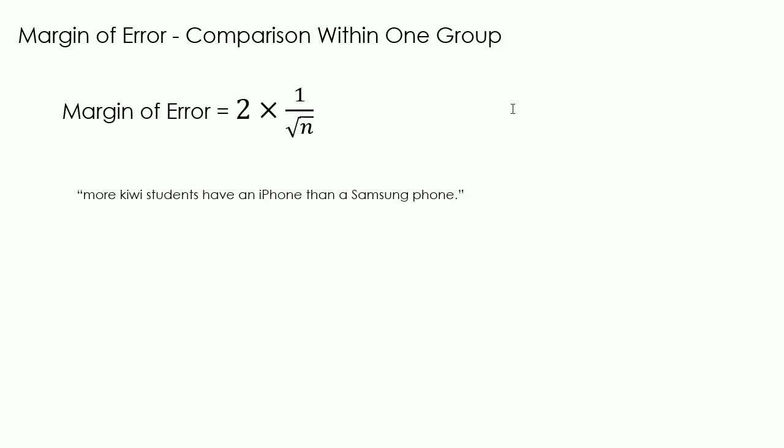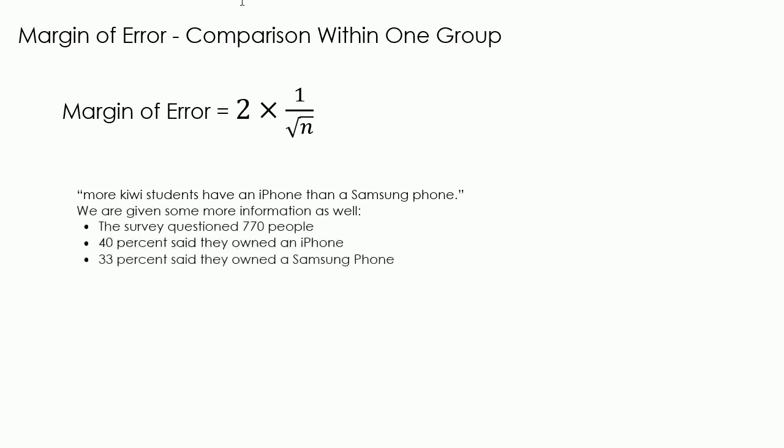Let's have a look at an example for when we're making a claim with a comparison inside a group. Let's look at this claim: More Kiwi students have an iPhone than a Samsung phone. We're given some extra information as well. The survey questioned 770 people, 40% said they owned an iPhone, and 33% said they owned a Samsung phone. Looking at this, we can see that the number of people who said they owned an iPhone was 7 percentage points higher than said owned a Samsung. We need to see if this 7 percentage points difference from the sample is actually enough for us to conclude there is a difference back in the population.